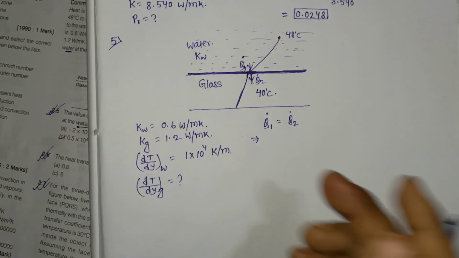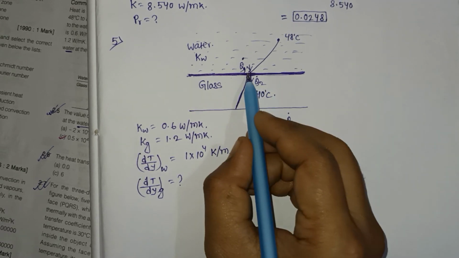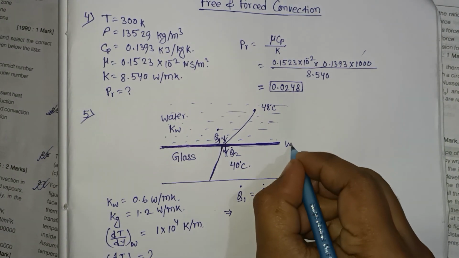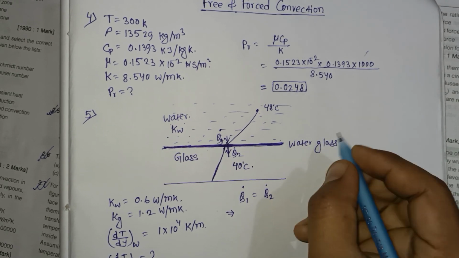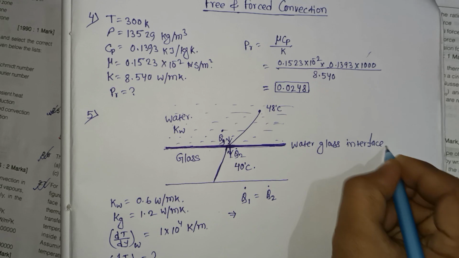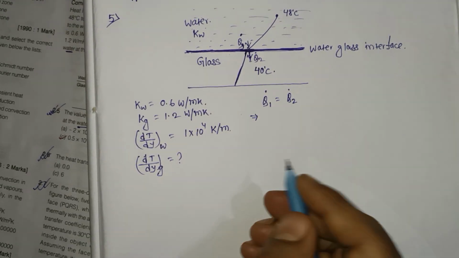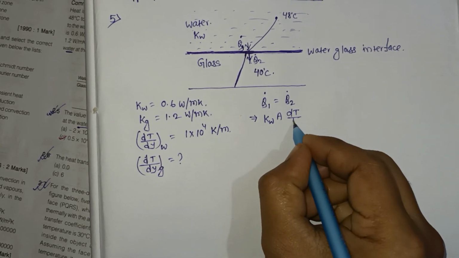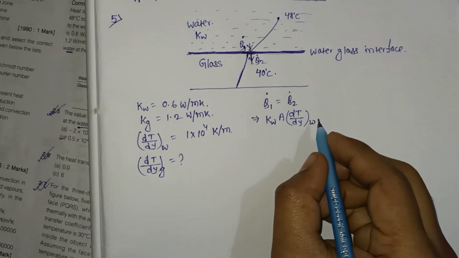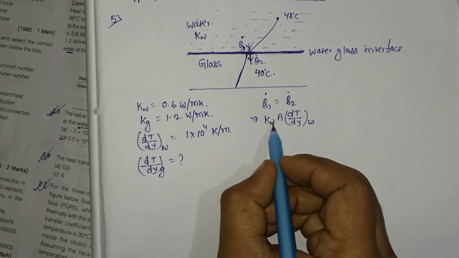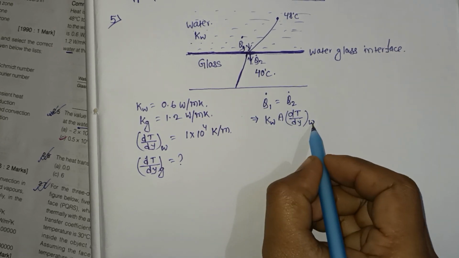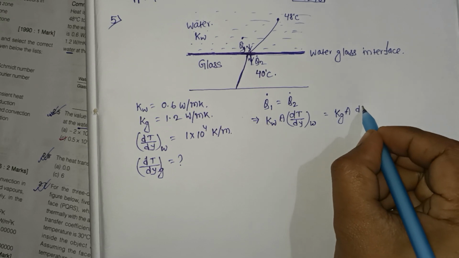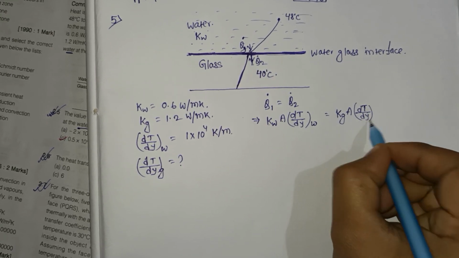Okay, so from here, what is Q1? Q1 is equal to K of water into A into dt by dy. This is the Fourier law of conduction. So for Q1, that is K of water into area into dt by dy of water, and that is equal to K of glass into area into dt by dy of glass.